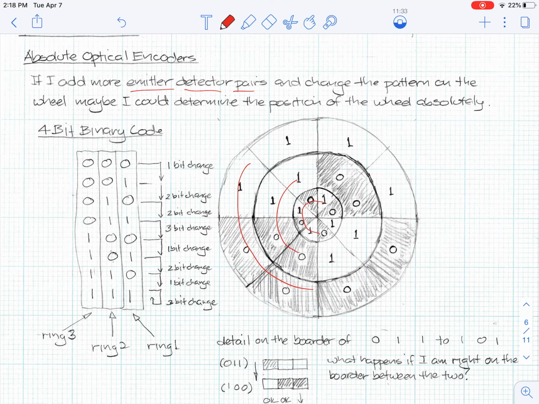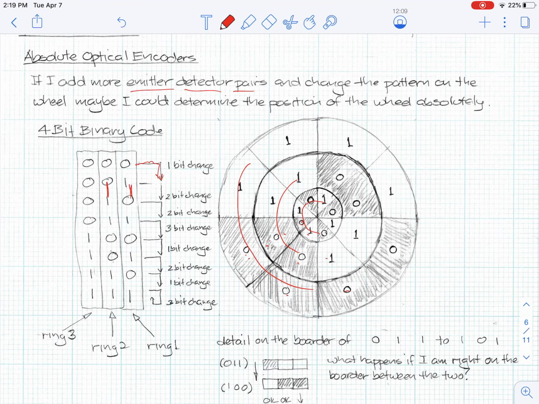And I just decided to naively use a binary code on my ring. If you look here, I've got 0, 0, 0, or sorry, I'm going to count this way, 0, 0, 0, then 0, 0, 1. Okay, so things are going pretty good here. I have 1 bit change. Then I go to 0, 1, 0, but this is not good because I've got 2 bit changes. So this bit changes and that bit changes. I go over and do this one, the same thing again.